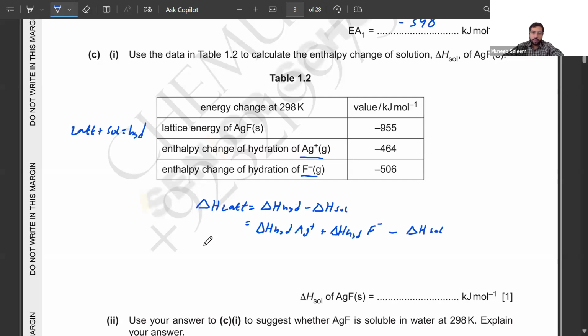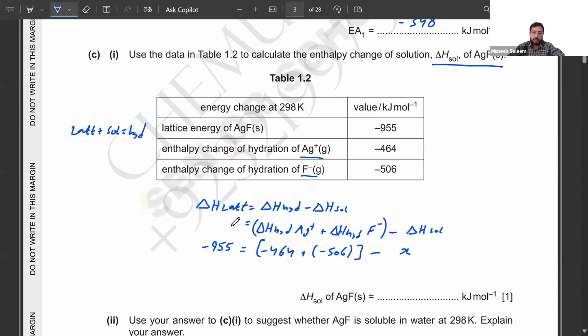Delta H lattice is already given, which is minus 955. Hydration of silver ion is minus 464. For the fluoride, it is minus 506, like this, minus from solution. That is unknown, because we are supposed to find this value.